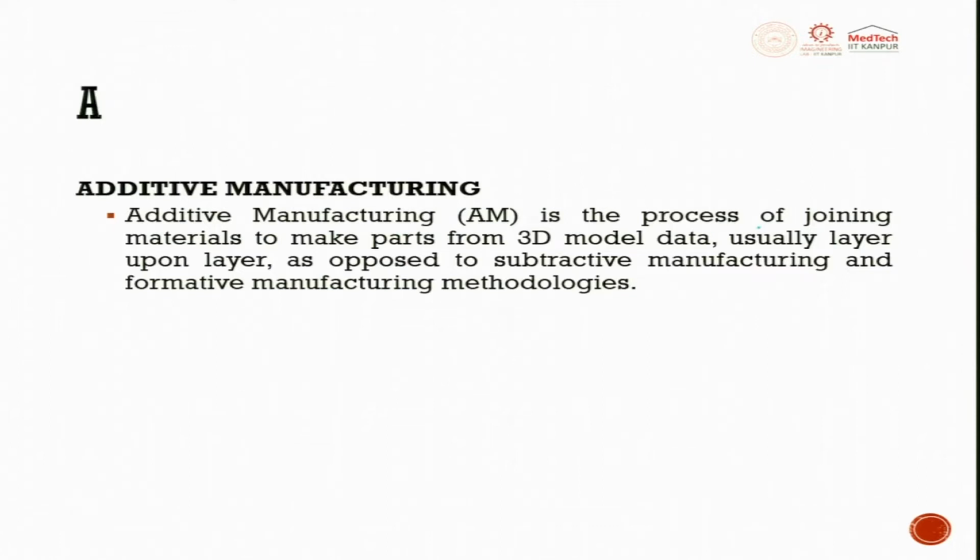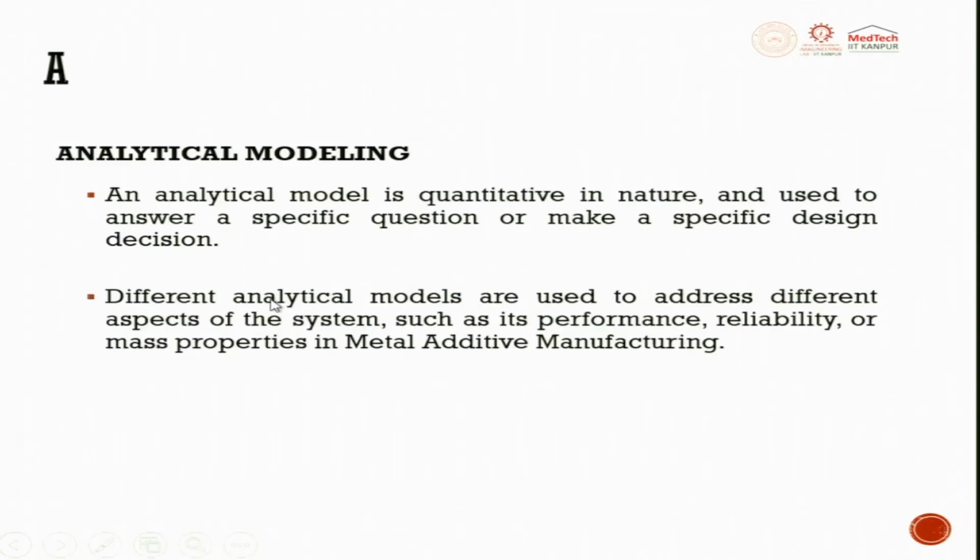Additive manufacturing is the process of joining materials to make parts from 3D model data, usually layer upon layer, as opposed to subtractive manufacturing and formative manufacturing methodology. If you want to understand additive manufacturing and control the process nicely, you have to understand the analytical modeling of additive manufacturing. There are two types of modeling. One is statistical modeling, the other one is analytical modeling.